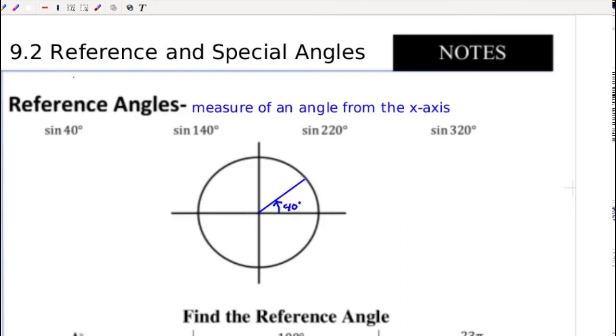Then if we look at the next one, I've got 140. Well, let's think. All the way over here, that would be 180. So 140 is going to be 40 less than that. So that's going to be something like this. So all the way this part is 140. But this part right here, measured from the x-axis, is also 40 degrees.